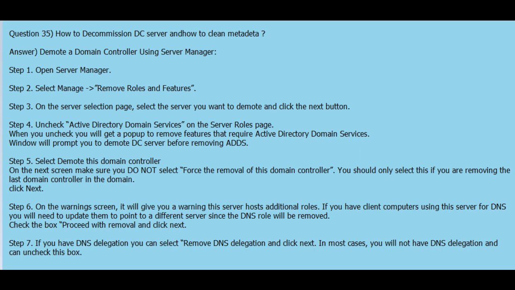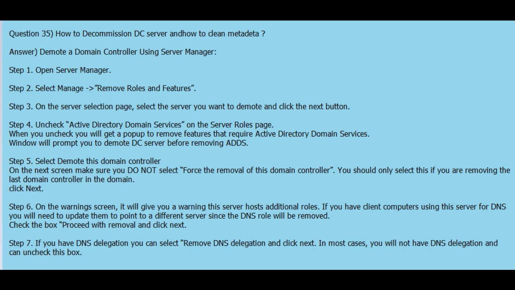Answer. Demote a domain controller using Server Manager. Step 1. Open Server Manager. Step 2. Select Manage, go to Remove Roles and Features. Step 3. On the server selection page, select the server you want to demote and click the Next button. Step 4. Uncheck Active Directory Domain Services on the Server Roles page.